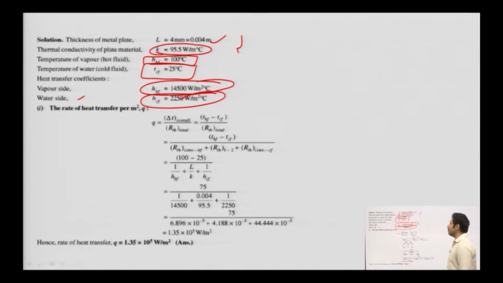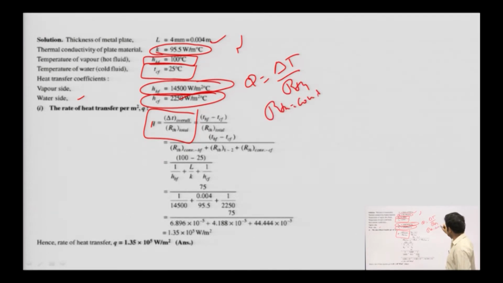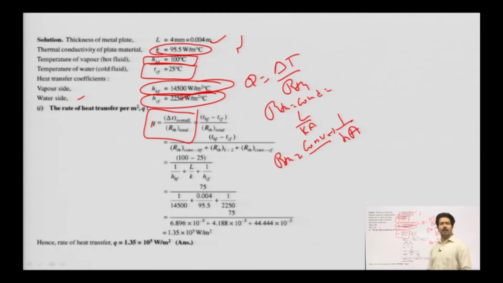The rate of heat transfer per meter square, and you all know from my previous videos that this is of the format delta T by RTH. I have already told you several times that it can be written like this. So RTH for conduction is L by KA, and RTH for convection is 1 by HA. Here we will be using almost everything because we have convection on two sides and conduction on one metallic plate. So you can see it is convection, convection, and there is the conduction.